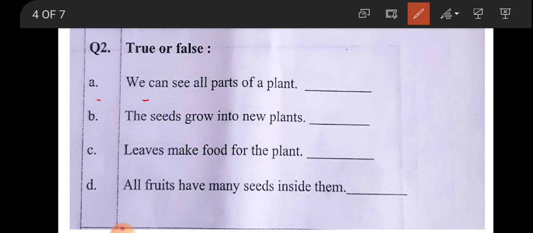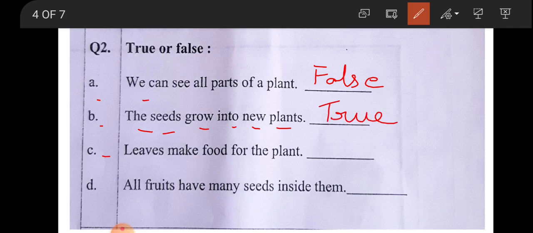We can see all parts of the plant. No, it's false. Next, the seeds grow into new plants. Yes, true. Next, leaves make food for the plant. Yes, true. All fruits have many seeds inside them.